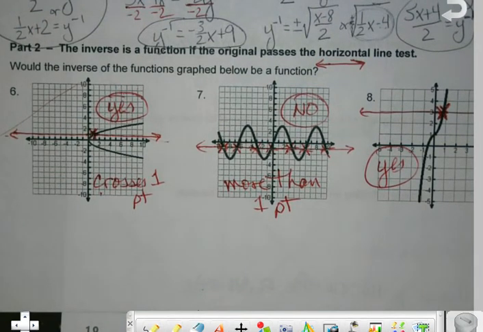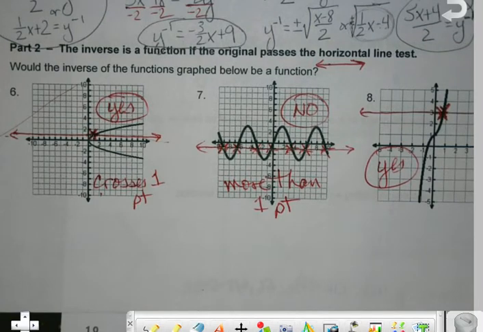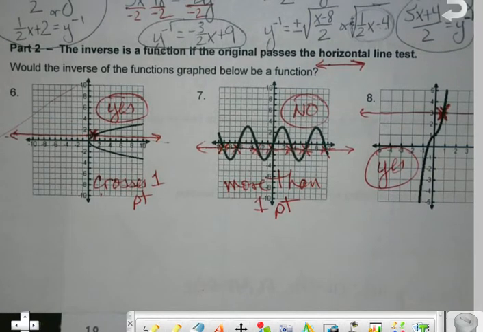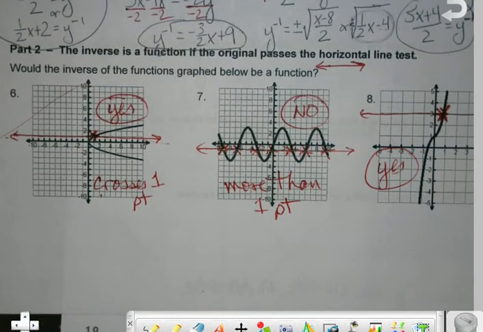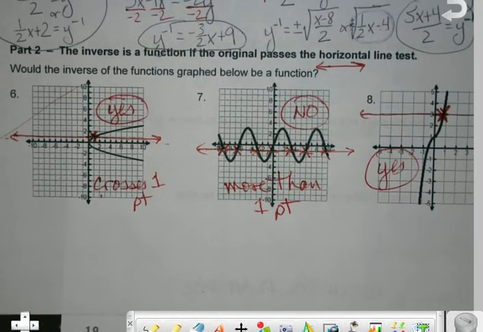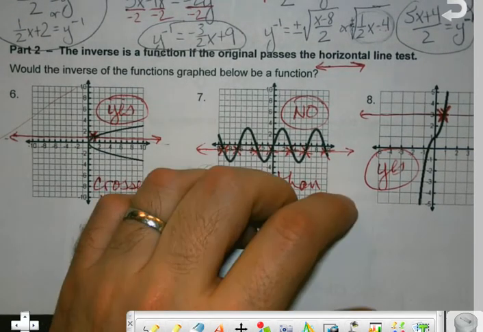Right, but remember, you're only doing it horizontally. If you're doing it vertically, I agree, you'd have an issue in some places. I totally agree with you. But in this case, since we're going horizontal, we only got the one to have an issue with, and we're good to go.